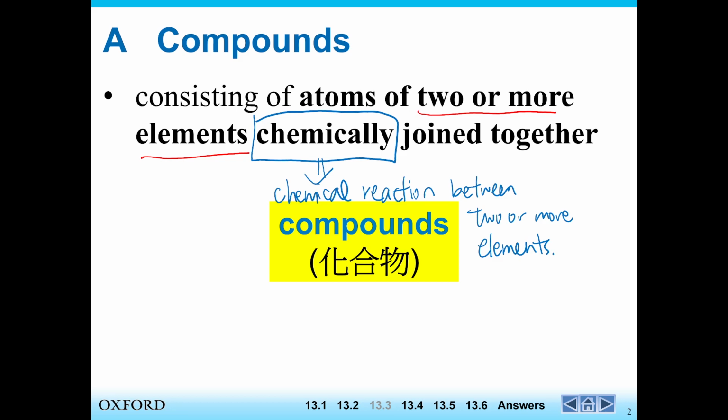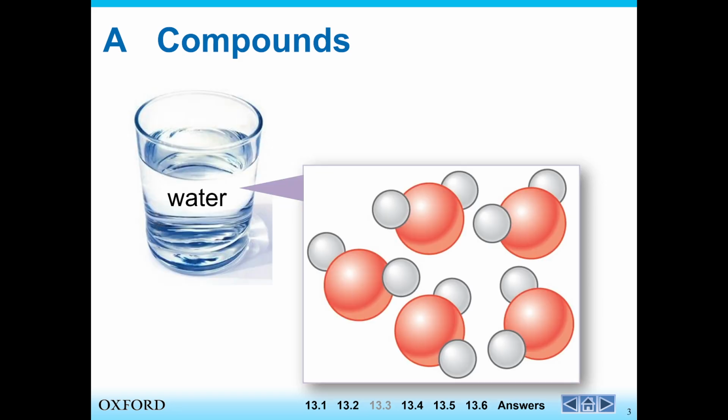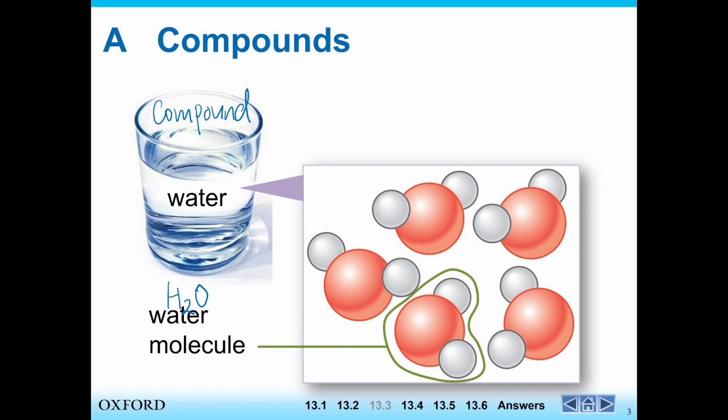For example, we have water. Water here is a compound, and I'm sure you're very familiar with the chemical formula of water. I've been hearing all of you say it all the time, H2O. Now let's look at here. This is a water molecule. You can see that there are 5 water molecules here.